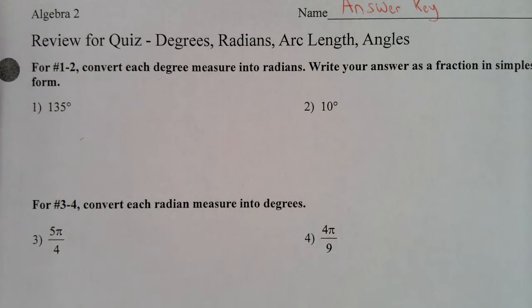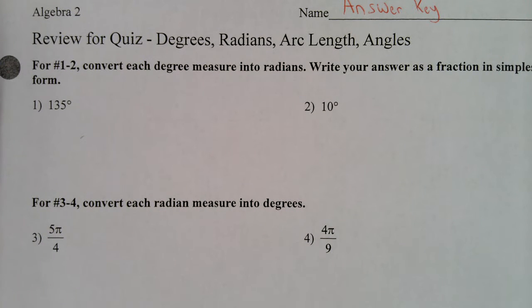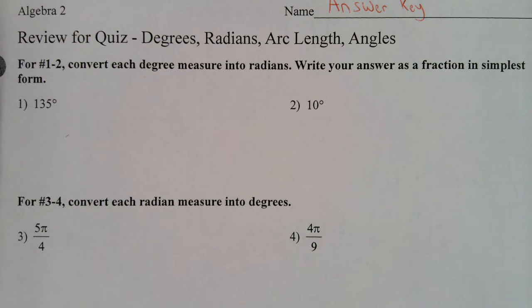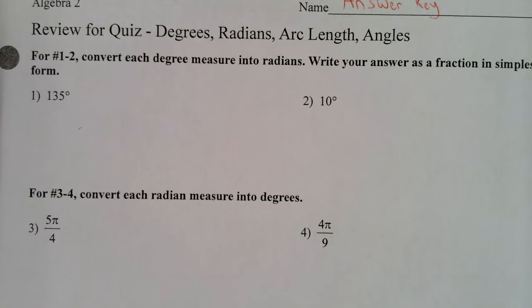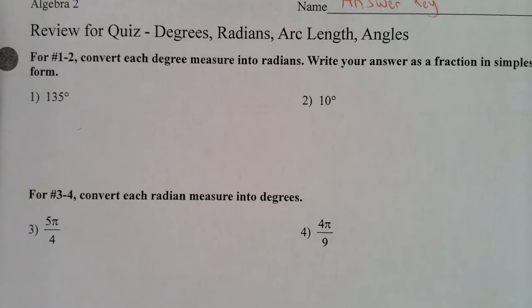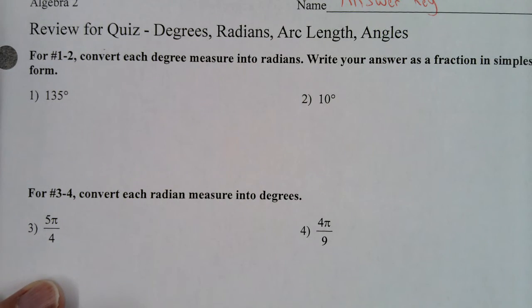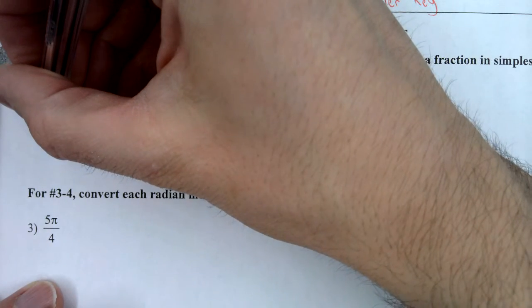All right, this is the review for the quiz on degrees, radians, arc length, and angles. For numbers 1 and 2, convert each degree measure into radians, and write your answer as a fraction in simplest form. To convert from degrees to radians, you multiply by pi over 180. Number 1 is on the unit circle, so if you have that memorized, you might know the answer right away. But if not, multiply by pi over 180.